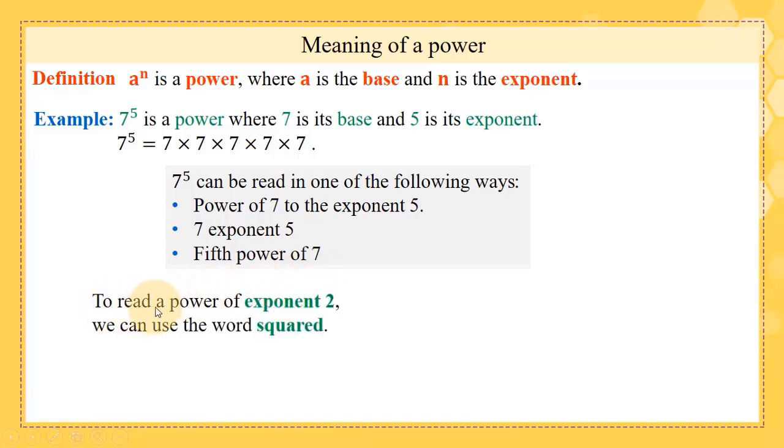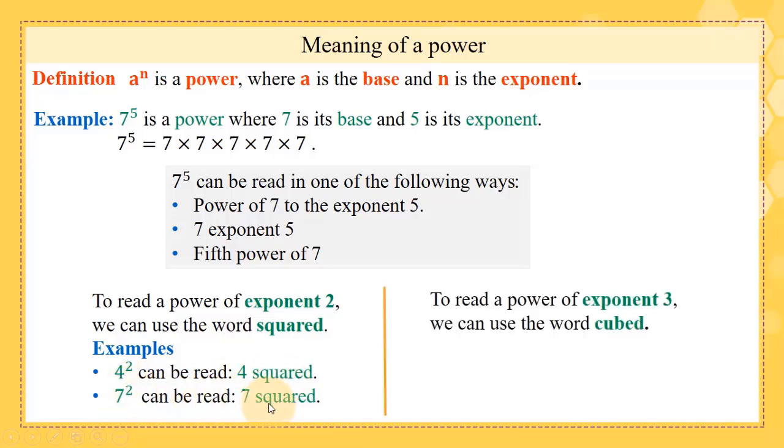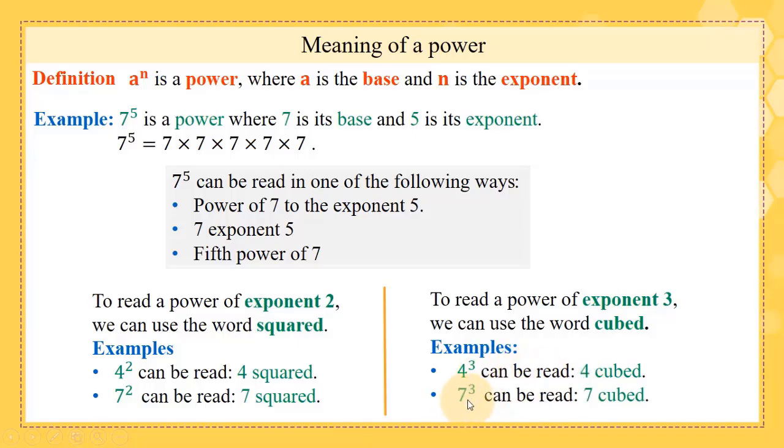We have two special cases to read a power. One of them is exponent 2, where we can use the word squared. Examples, 4 exponent 2 can be read 4 squared, and 7 exponent 2 can be read 7 squared. Also, to read a power of exponent 3, we can use the word cubed. Examples, 4 exponent 3 can be read 4 cubed, and 7 exponent 3 can be read 7 cubed.